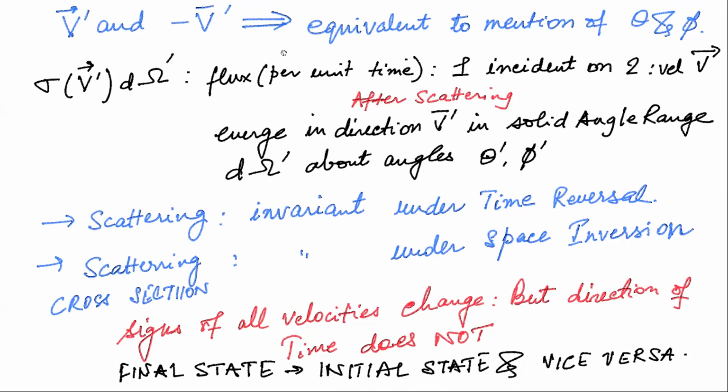So equivalently, we can write the scattering cross section in terms of a solid angle omega, if you specify theta and phi. This quantity, d sigma by d omega, is the flux per unit time where one particle is incident on the other with relative velocity v, and after scattering emerges in direction v dash in the solid angle range d omega dash about theta and phi dash.